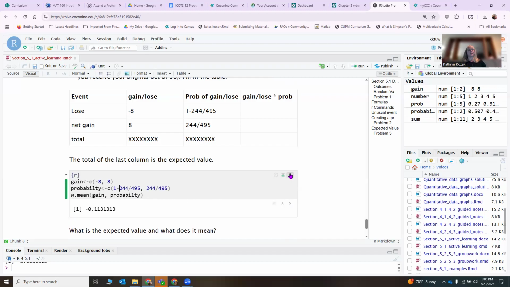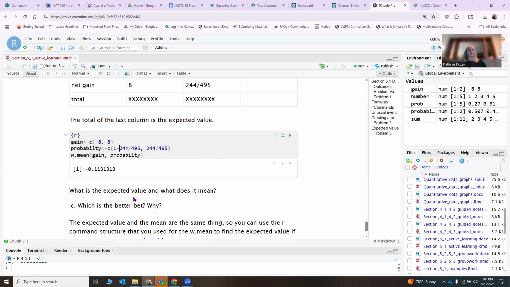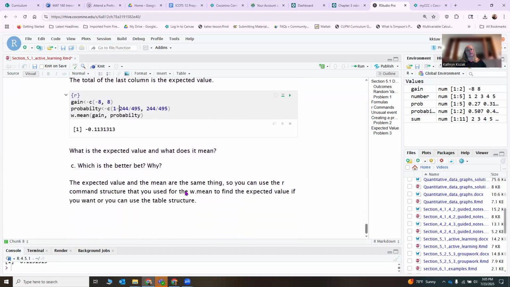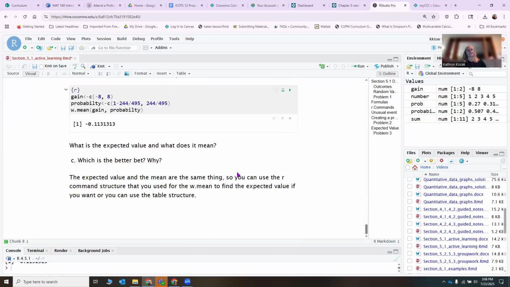There we go. All right, so because it's still negative, you lose 11 cents. So your expected value means you're going to lose 11 cents in the long run. Since you lose less on this one, the better way to go is to bet on the pass line rather than to bet on Yo, because you lose less in the long run.